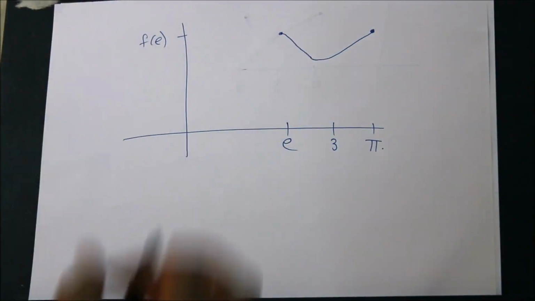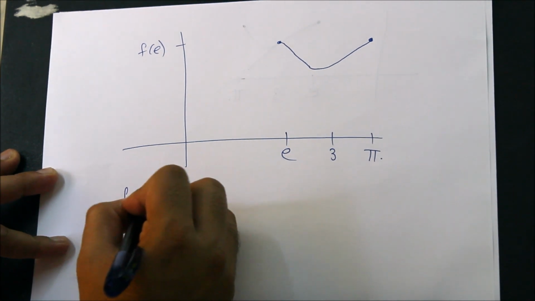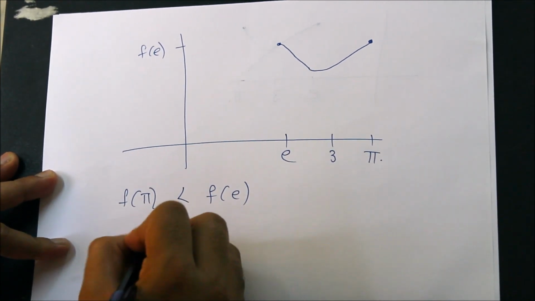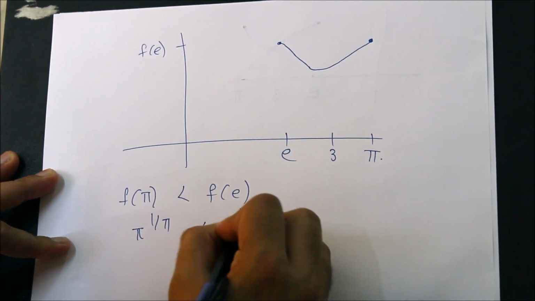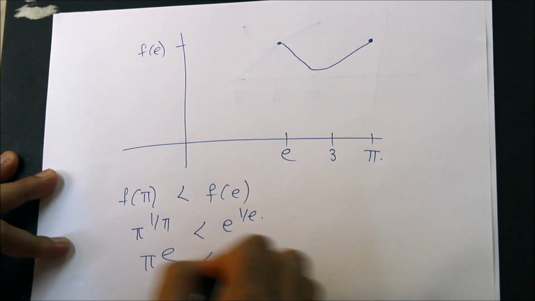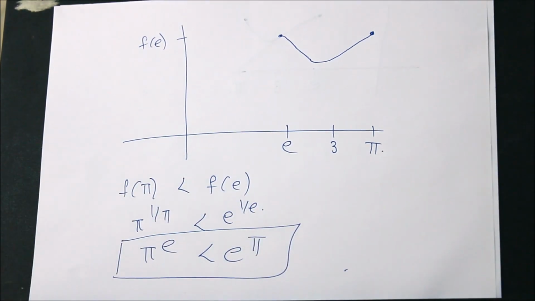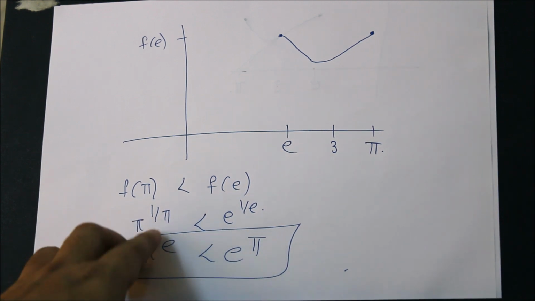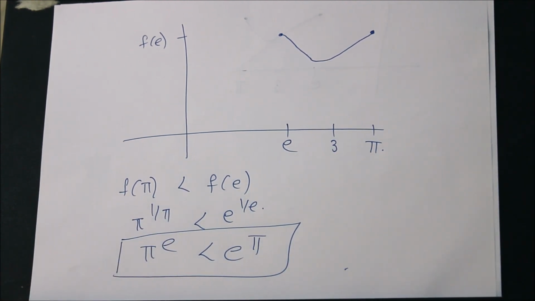So what do we have? We have finally f of pi is less than f of e. So that means pi raised to 1 by pi is less than e raised to 1 by e. That means pi raised to e is less than e raised to pi. So that's simple. Okay, so we only construct the function f by looking at this term. Once you have the function, simply take the derivative, equate it to 0. Maxima and minima will help us to get the relation between them. So that's the second way to do it.